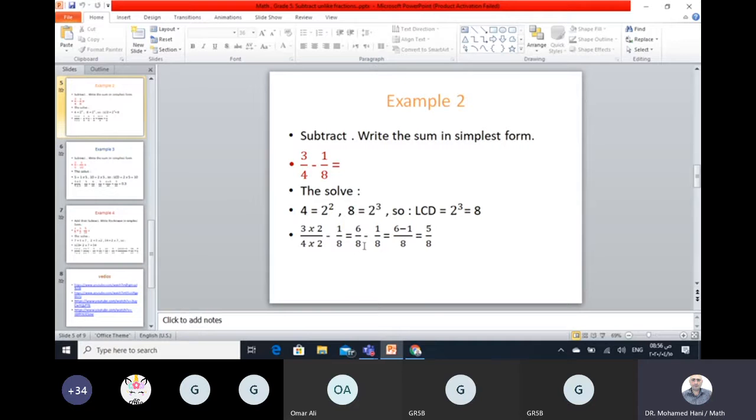Now I have the same denominators, which means I have like fractions. Now I can subtract. How? The rule says subtract just the numerators and put the same denominators. 6 minus 1 over the same denominators. Now 6 minus 1 will be 5 over 8. This is simplified. This is the last answer.